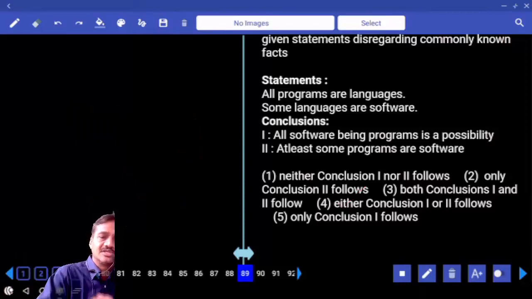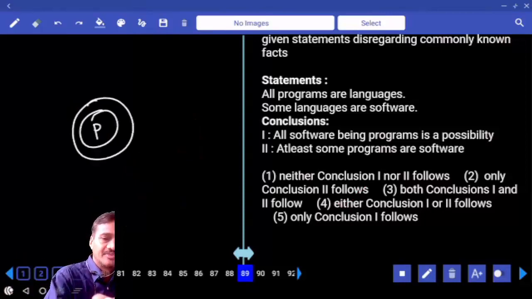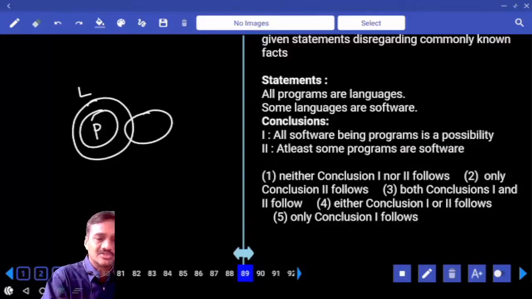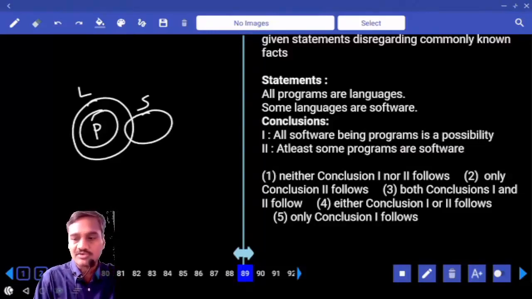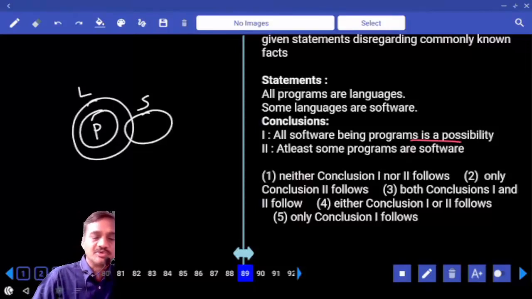Then coming to 89, all these programs are what? Languages. Now these are the programs that are languages and some languages are software. And all softwares are programs is a possibility.